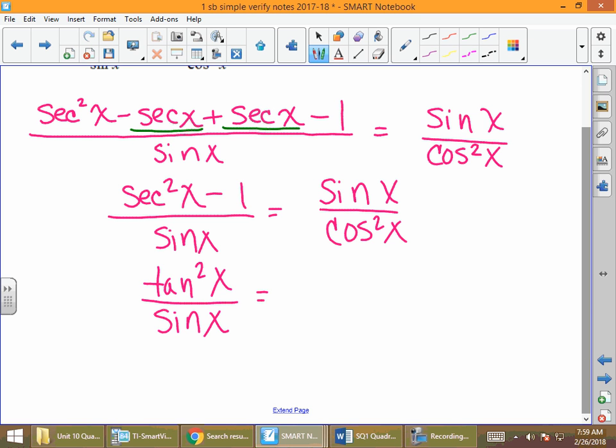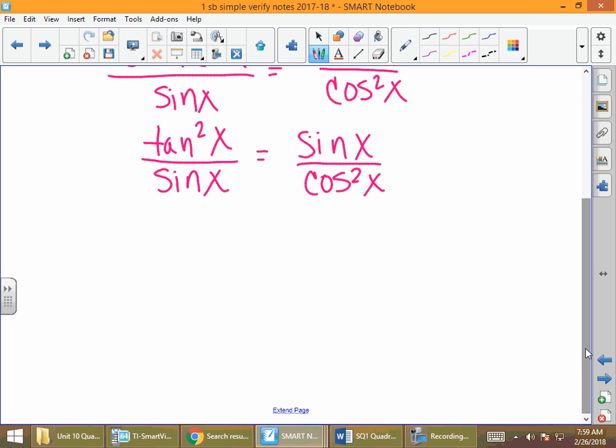Well, that helped some, but we're trying to turn the left side of the equation back into the right side, and one of our other techniques for verifying something is to turn everything into sines and cosines. So let's take tangent and let's use the quotient identity and turn it into sine squared divided by cosine squared. That's tangent.